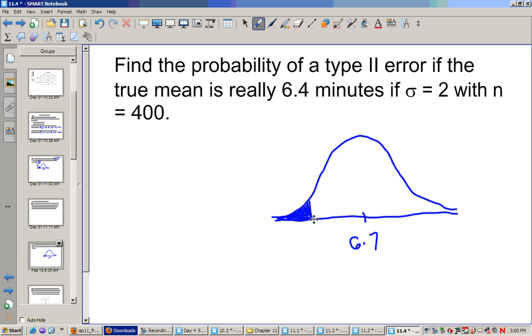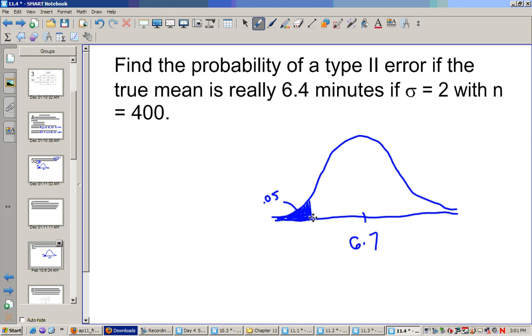Now let's try to find the value right here. If I want to find my x value on the bottom, we know that this area is 0.05. So I just do an inverse norm of 0.05, where my mean is 6.7, and my standard deviation is 2 divided by the square root of 400.